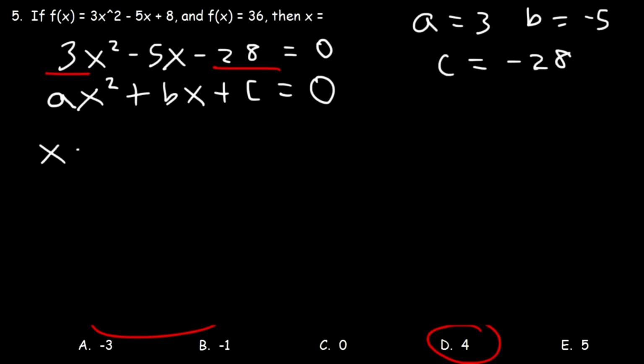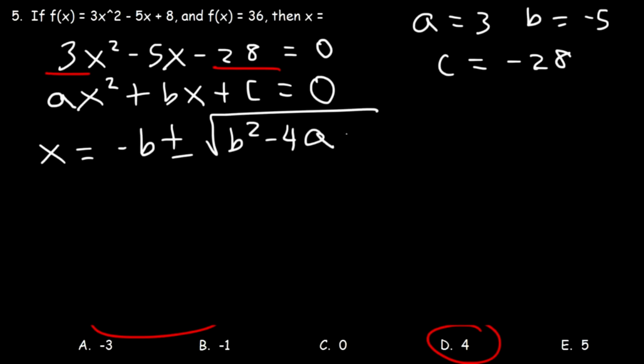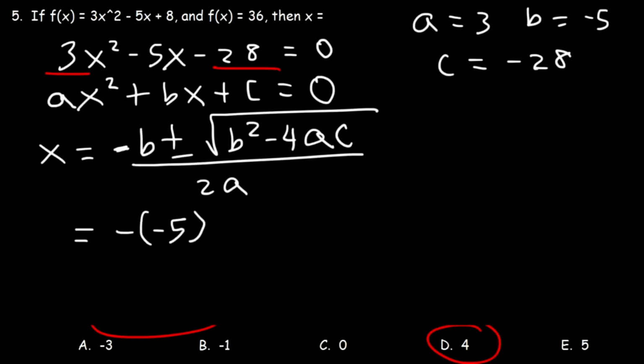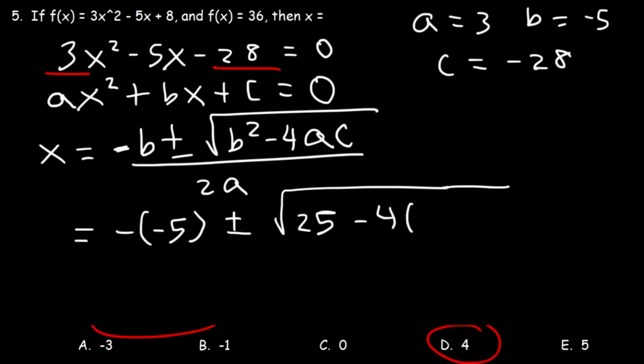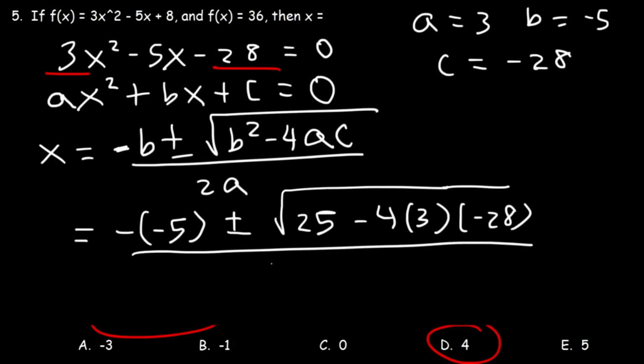So here's the formula. x is equal to negative b plus or minus the square root of b squared minus 4ac, divided by 2a. So b, we said, is negative 5. Don't forget about this negative sign in front of the b. So b squared, negative 5 times negative 5 is positive 25, minus 4 times a, which is 3, and c is negative 28, divided by 2a, or 2 times 3.